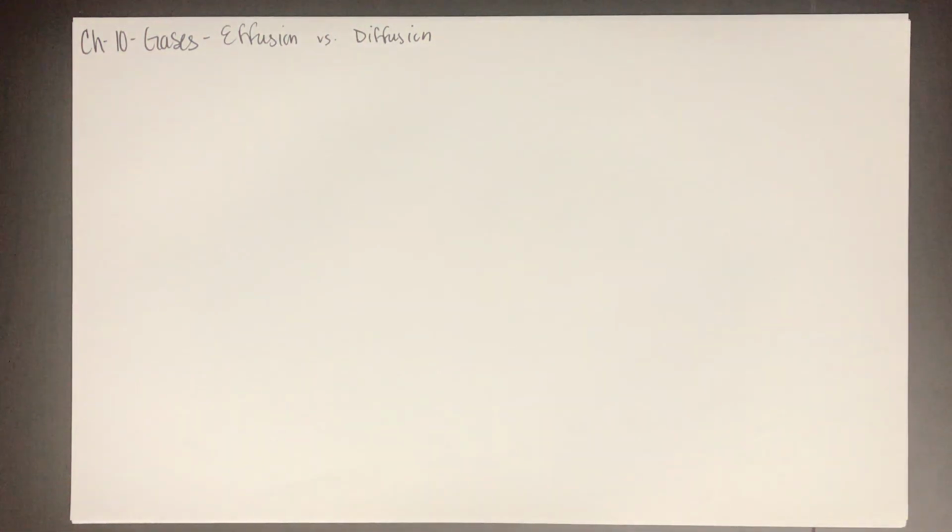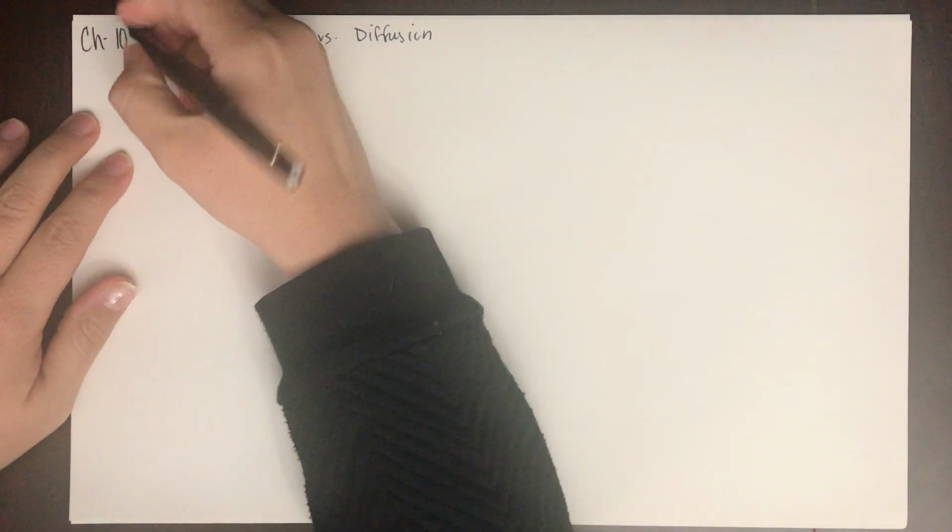Okay, so we are going to talk about effusion and diffusion today. Diffusion is the process by which a gas spreads through another gas to occupy a space uniformly.